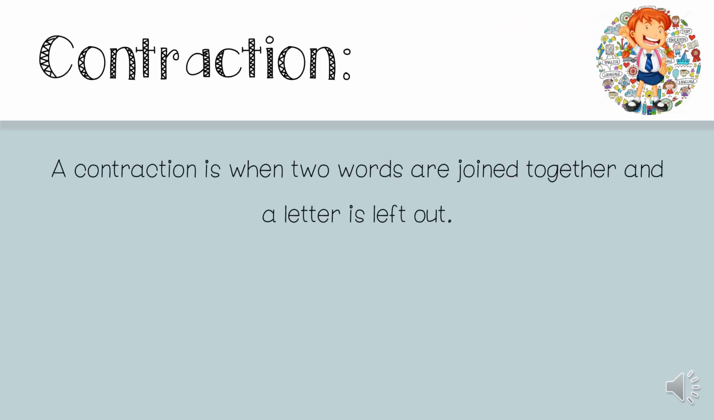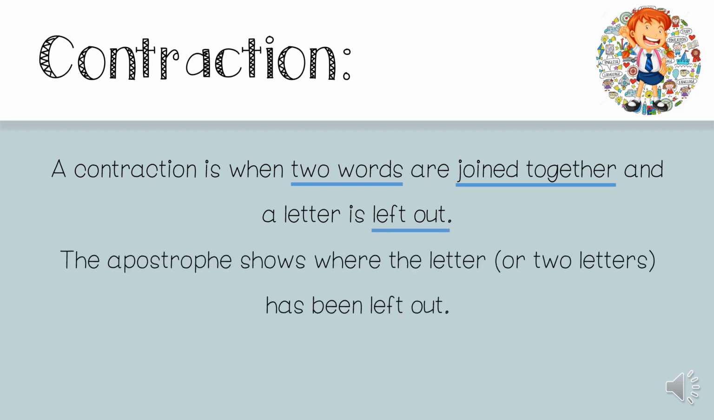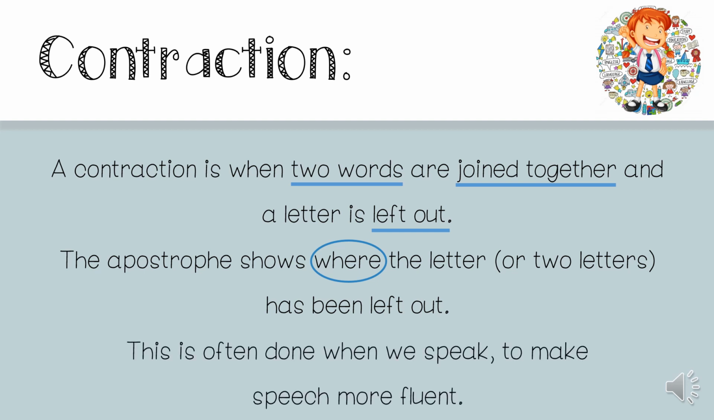Now let's look at the contraction. A contraction is when two words are joined together and a letter is left out. The apostrophe shows where the letter or two letters has been left out. This is often done when we speak to make speech more fluent.